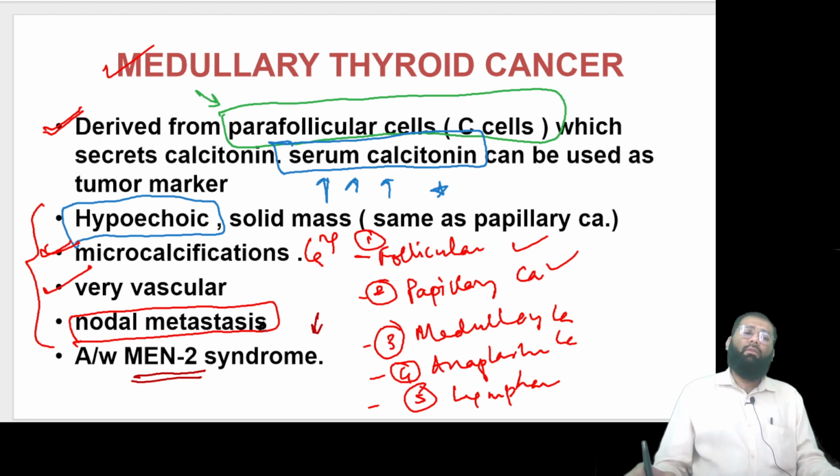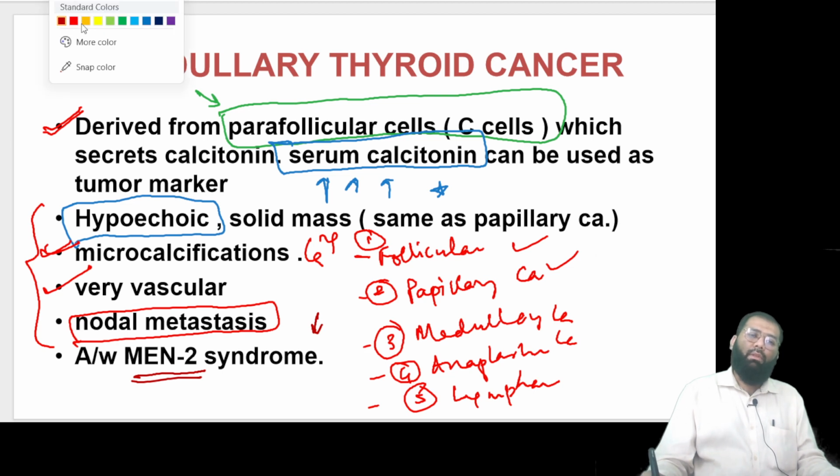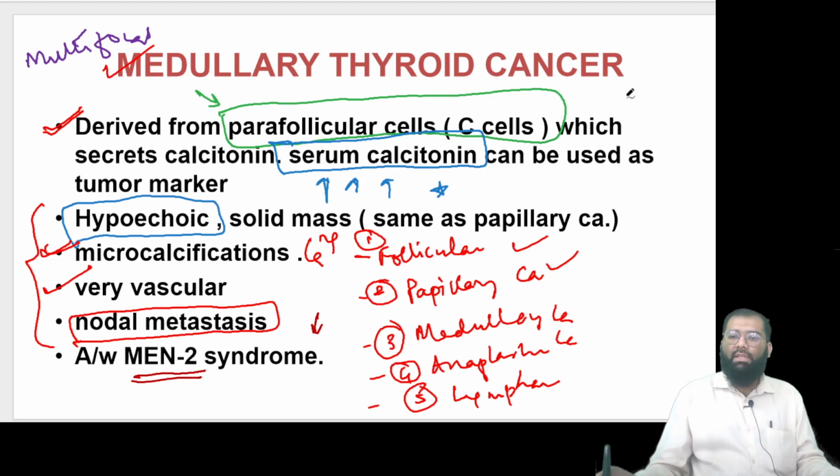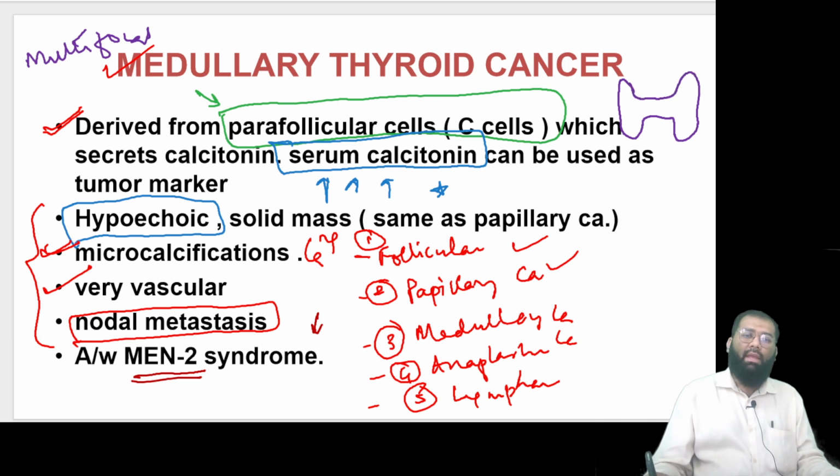Okay? Now, another very important difference between papillary CA and medullary CA is, one, cell of origin, and second, this can be multifocal. What do you mean by multifocal? If this is a thyroid gland, then you can have multiple lesions of medullary carcinoma of thyroid. So it can be multifocal.